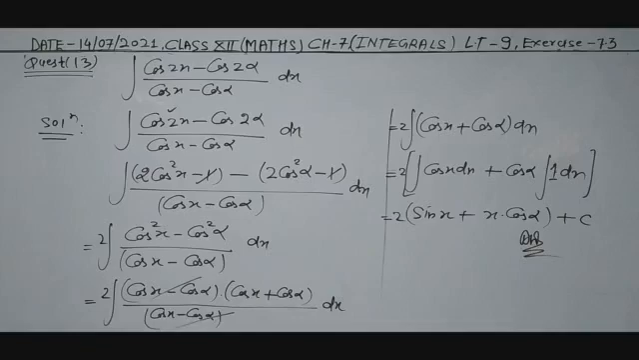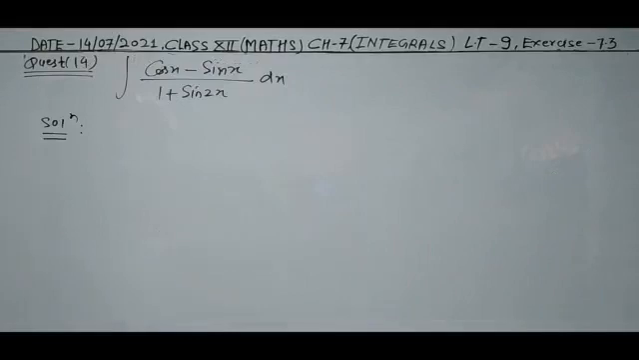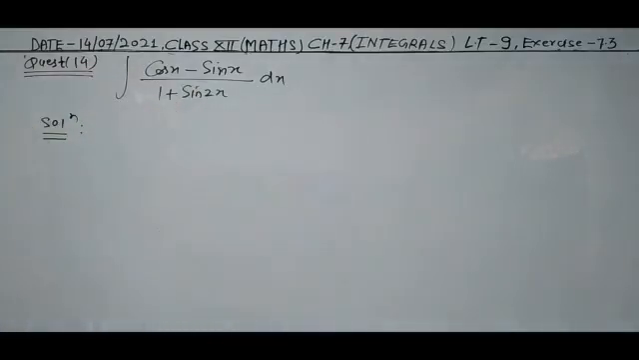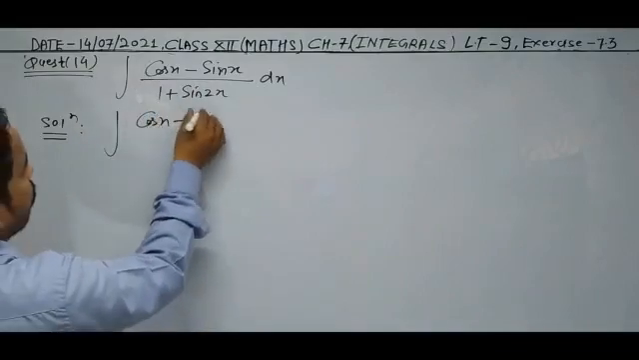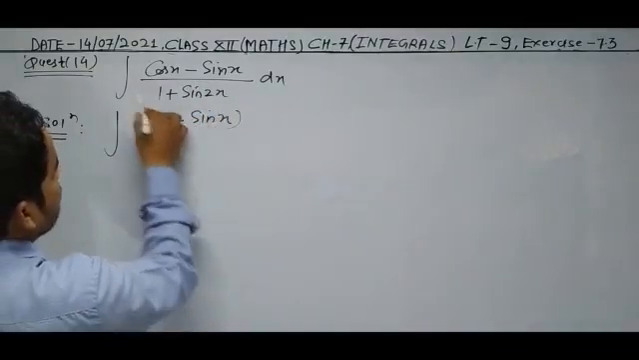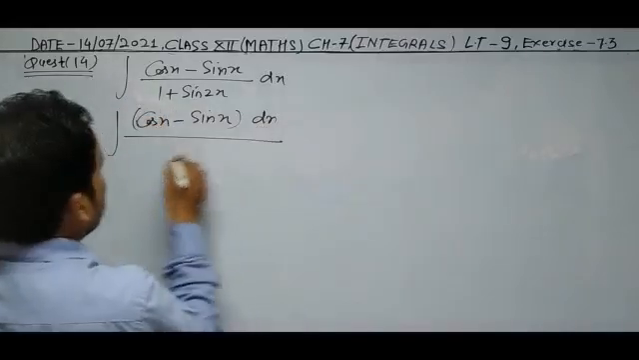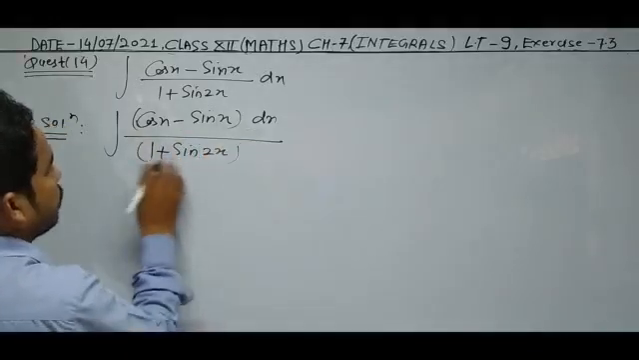Now come to the next question. Question number 14 is the integration of cos x minus sin x whole upon 1 plus sin 2x. So first of all, write the integral part: cos x minus sin x dx whole upon 1 plus sin 2x.